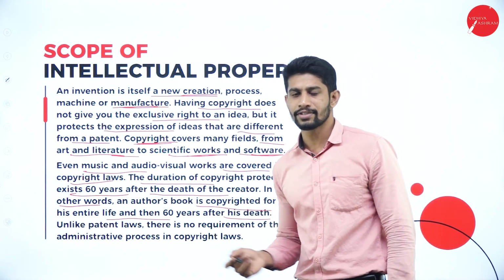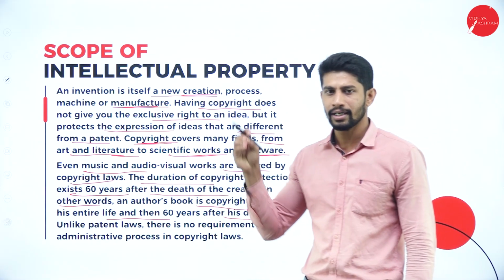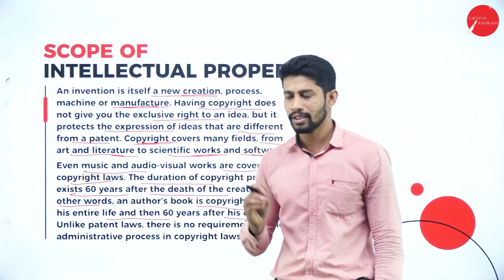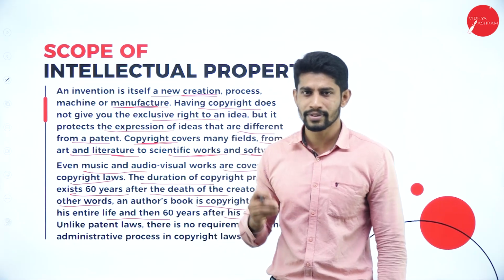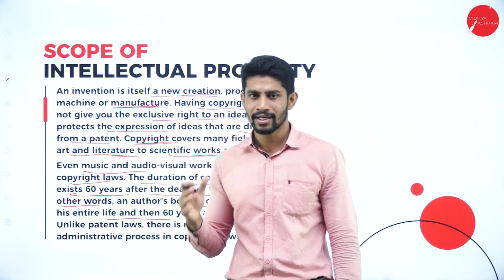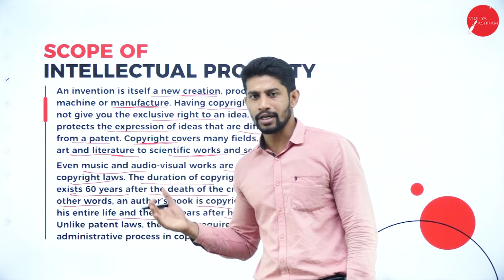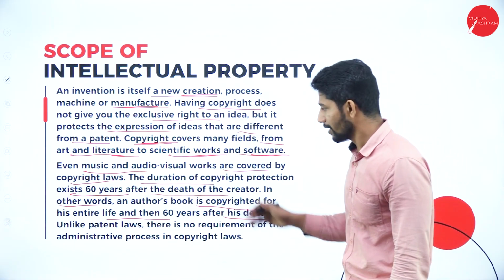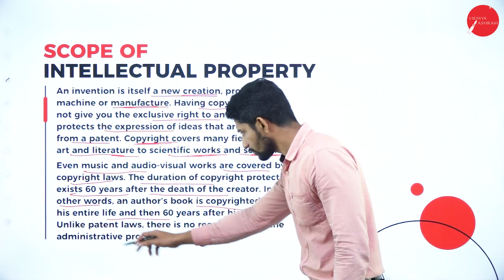That means the copyright will be given up to 60 years after the death of the creator of the music or software. So if a person has created music, up to his lifetime plus 60 years after his death, no one can use it without the permission of the person responsible for that music. After 60 years, anyone can use it.